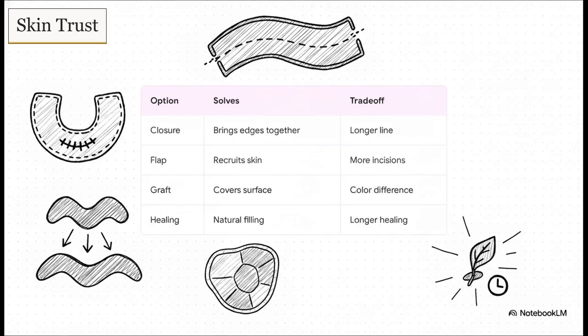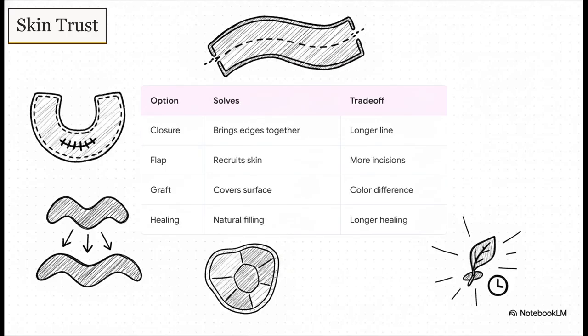A direct closure brings mobile edges together, but the trade-off there is that the scar line might actually be longer than the original wound, just to distribute the tension. Then you have a skin graft. That covers a surface without requiring extensive movement of nearby tissue, but its color and contour might end up looking a bit like a patch. Or there's second intention, which is just natural healing. That uses the body's own filling and resurfacing, completely avoiding surgery, but it requires much longer visible healing, and the resulting contraction can still pull on nearby structures.